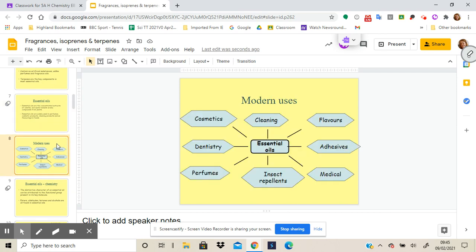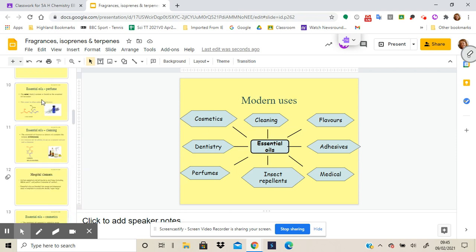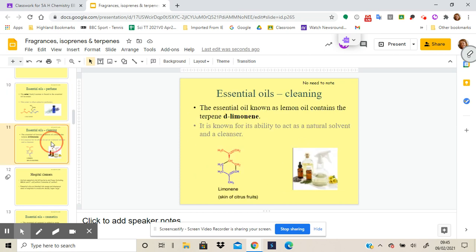So when you get to this slide, I would make a wee table of it or notes of the uses. There's a little bit more detail in the uses further on, giving you some information about each one. But again, you don't need to know the names or the structures. That's what I've written up there.